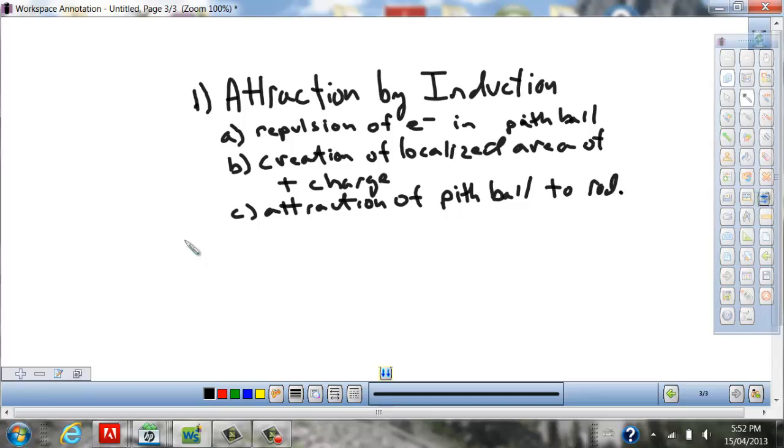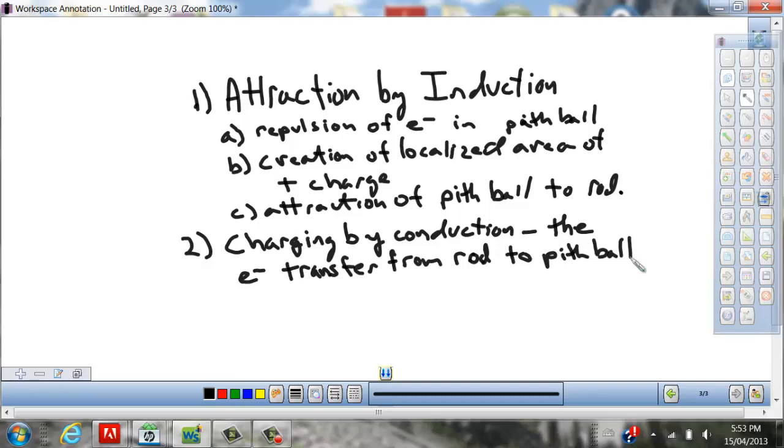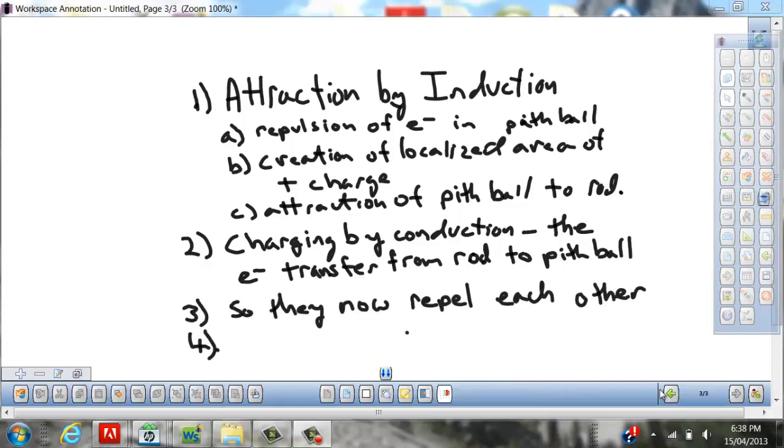The next step is charging by conduction. The electrons transfer from the rod to the pith ball. So now the pith ball and the rod have the same charge. They're both negative and they repel each other.